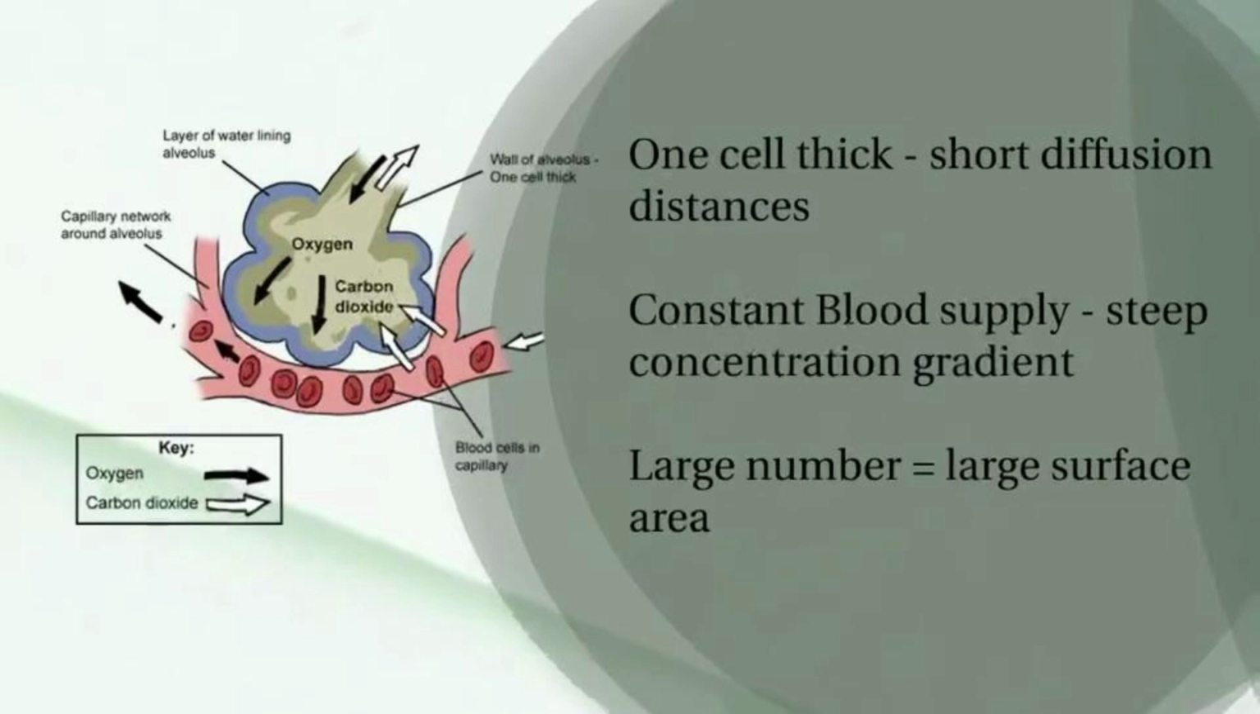So you can see oxygen will move into the alveoli, this sac of air, essentially. The wall of the alveolus is only one cell thick. The capillary network surrounding the alveolus is plentiful, which means the gradient is being maintained. And that's for two ways: for the oxygen to move from the lungs into the blood, and also for carbon dioxide to move from the blood into the alveoli.